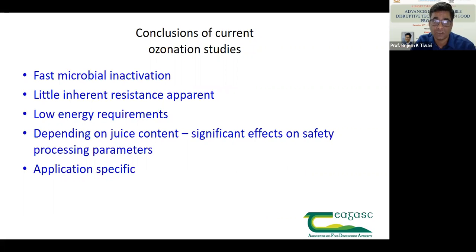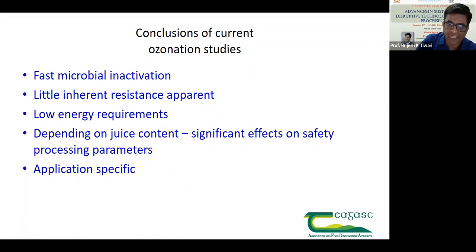Now, the conclusions from that particular ozone treatment of liquid food: 1, fast microbial inactivation can be achieved. Little resistance is possible as far as ozone is concerned, and less energy is required. Obviously, the only energy required is to run the generator for ozone generation. Depending on the juice, there is a significant effect on safety and processing parameters, and this is very, very application specific.